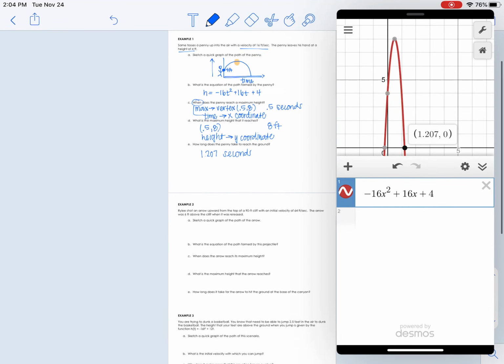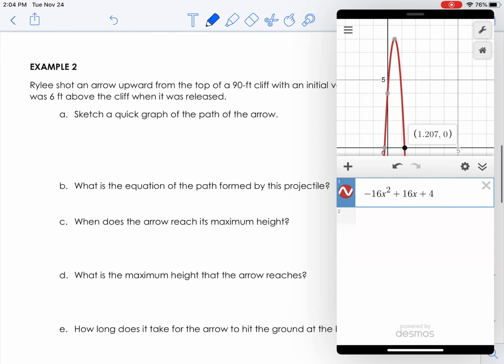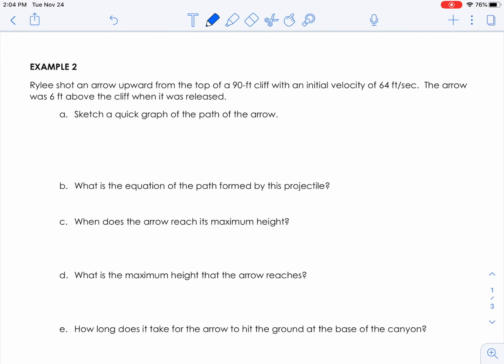Okay, let's look at another one. Riley shot an arrow upward from the top of a 90-foot cliff with an initial velocity of 64 feet per second. The arrow was 6 feet above the cliff when it was released.